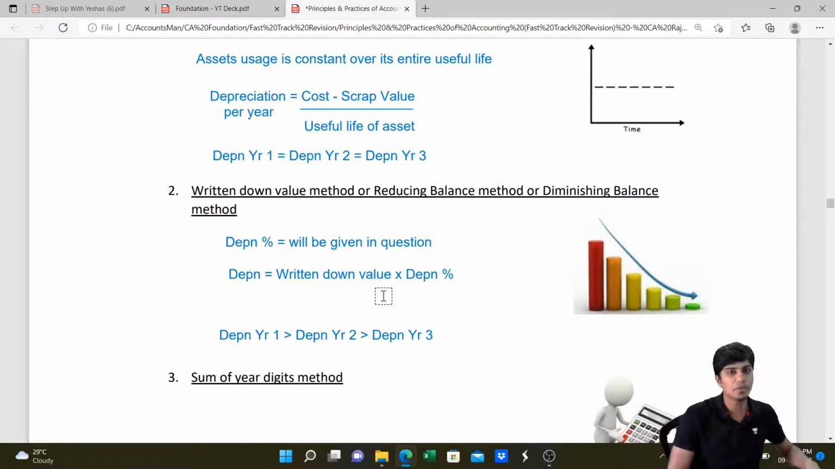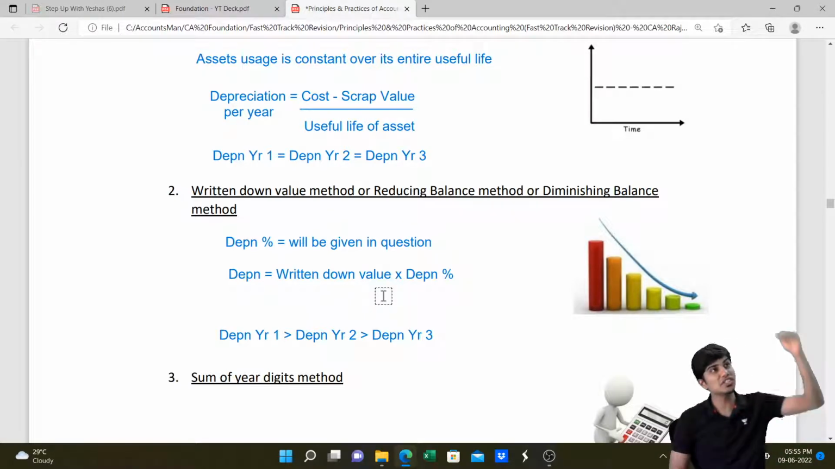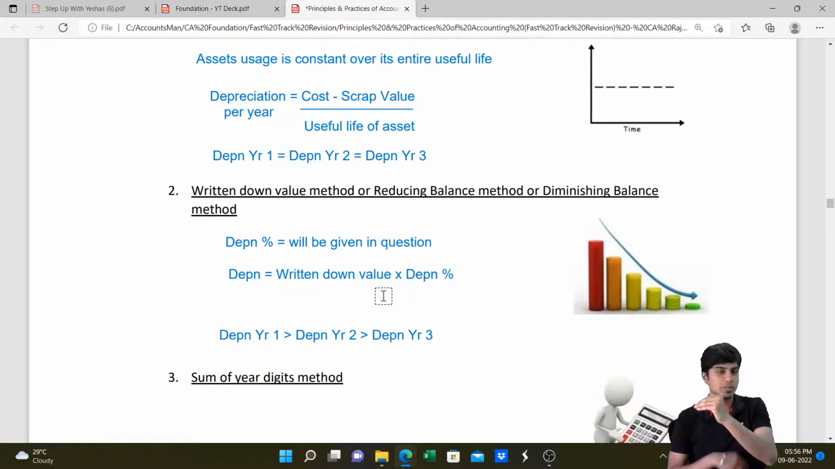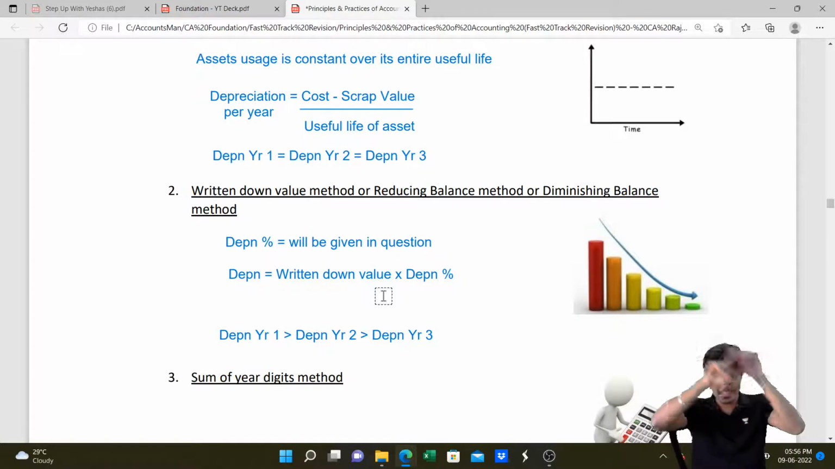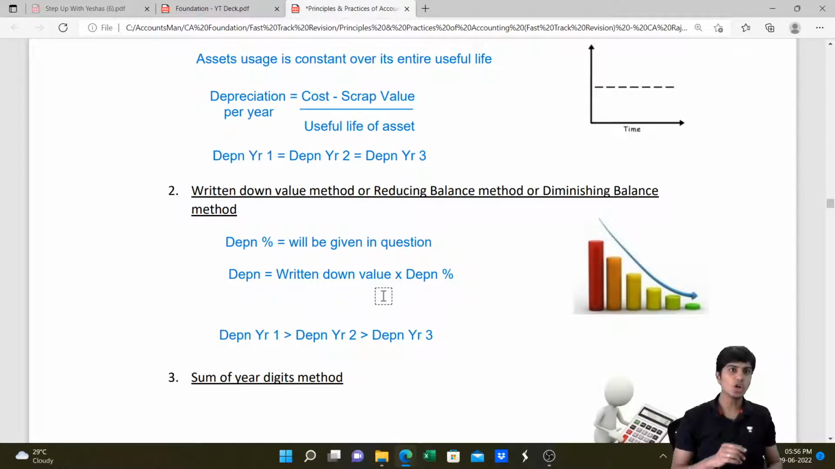Let me repeat that for you. In the first few years, your depreciation is high. As time progresses, depreciation goes on decreasing. And repairs and maintenance expense, initially it is less. As time progresses, it goes on increasing. So this method of depreciation will ensure that the total charge that the asset is creating on the P&L account over its useful life is constant.